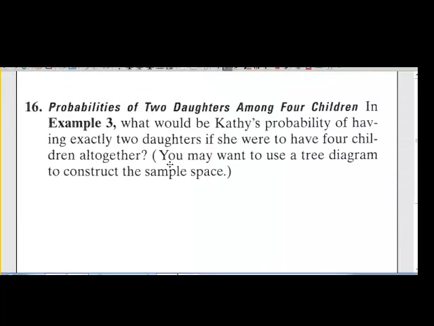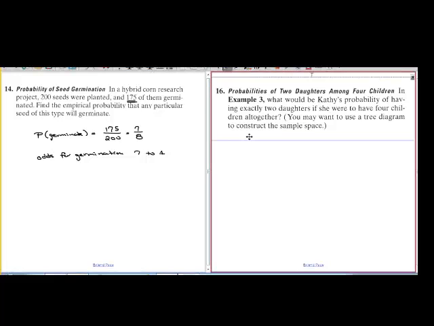Okay, probability of 2 daughters among 4 children. Example 3 asks: what would Kathy's probability be of having exactly 2 daughters if she were to have 4 children altogether? You may want to use a tree diagram to construct the sample space. There are 2 ways you could solve this problem. We're assuming that the probability of having a boy or a girl is 50%. So it's like flipping a coin.